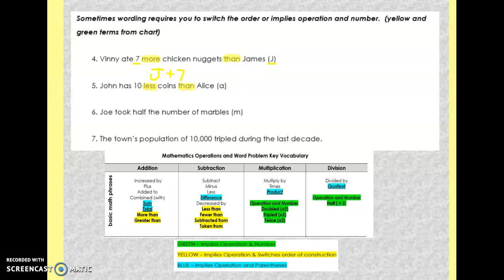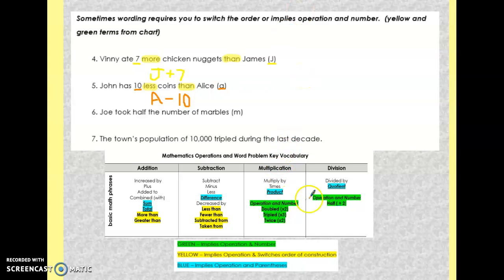But looking further into it, what two things am I, in a sense, subtracting? 10 from Alice. So again, when we have a less than, more than, anything with the word than or from, we need to switch the construction. We're going to start with Alice. Less than means to subtract, and we're subtracting 10.